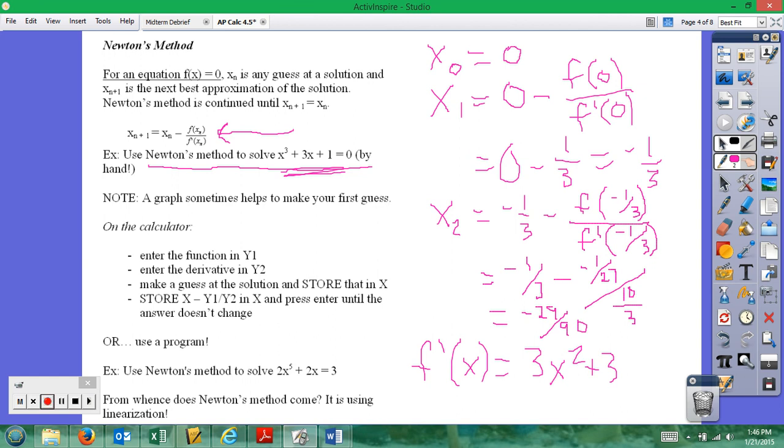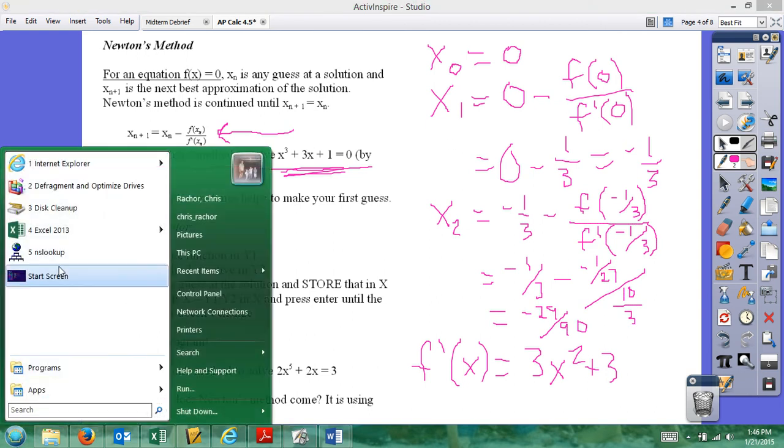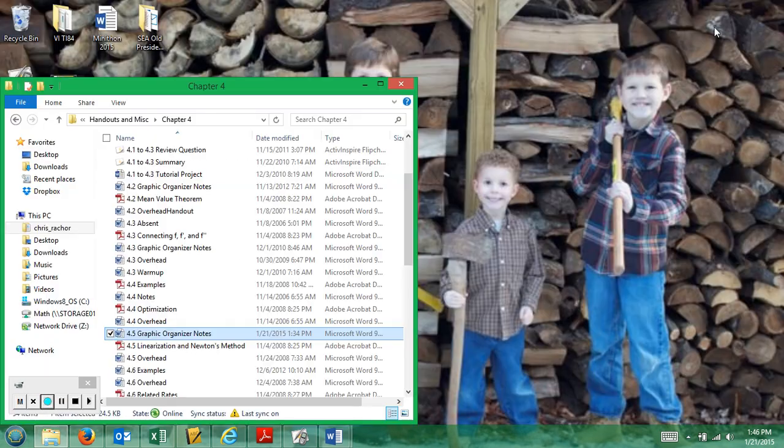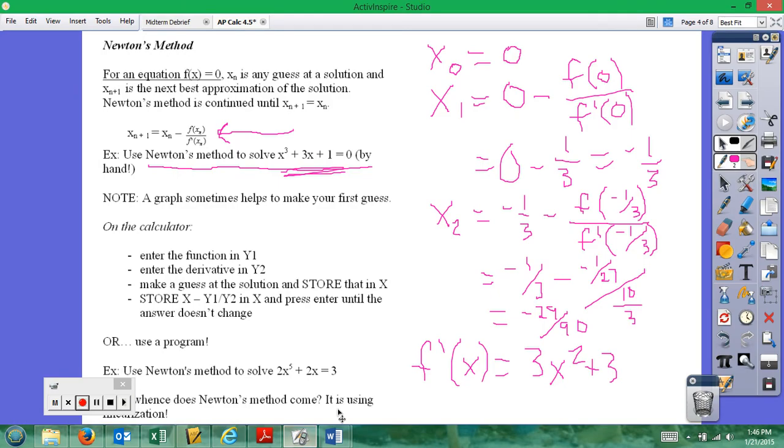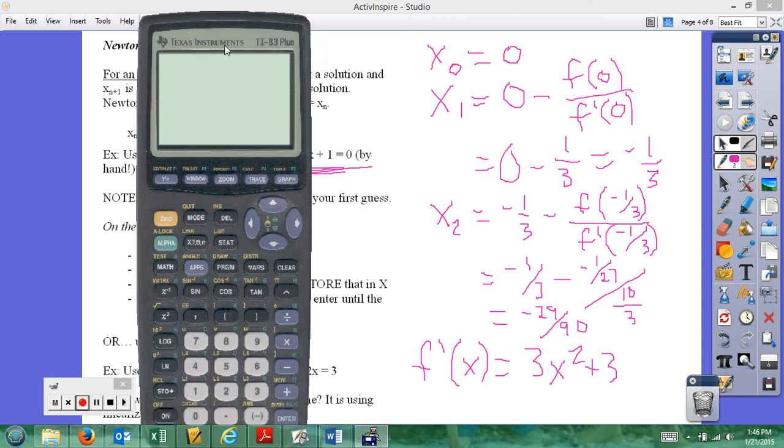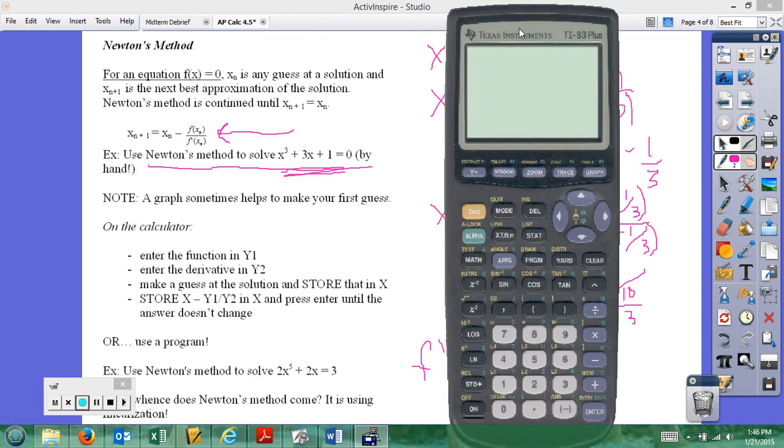So you can see how tedious this would be. But what you do is you keep proceeding with that until your answer that you're getting does not appear to change very much. So what we can do is we can do it on the calculator. So turn on the calculator. I have a few steps over here for you. It says enter the function in y1. So it's pretty nifty how this works.